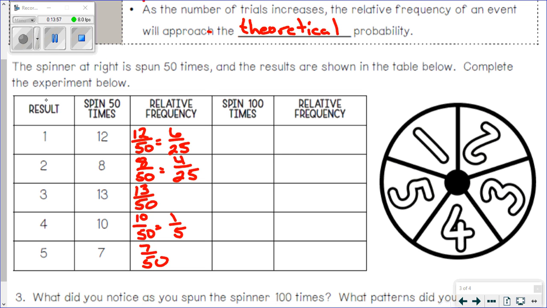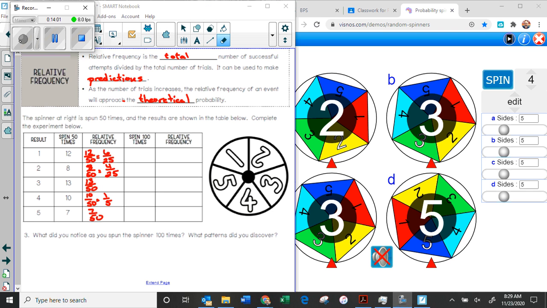So I'm going to pause this 1 second and get my spinner set up over here. All right, so to save time, instead of spinning one spinner 100 times, I got 4 spinners, so we're going to do it 25 times. All right, so here we go.